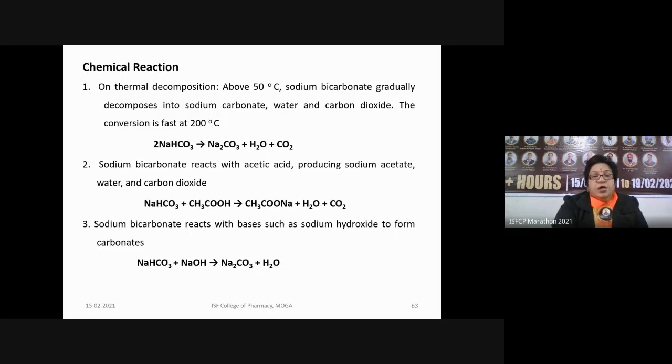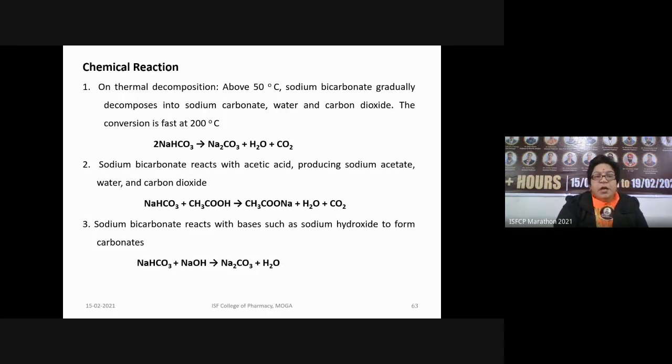Sodium bicarbonate reacts with acetic acid, producing sodium acetate, water and carbon dioxide. See, NaHCO3 plus acetic acid to give sodium acetate, water and carbon dioxide. Then sodium bicarbonate can again react with bases like sodium hydroxide: sodium bicarbonate plus sodium hydroxide to give Na2CO3, that is sodium carbonate, and water.